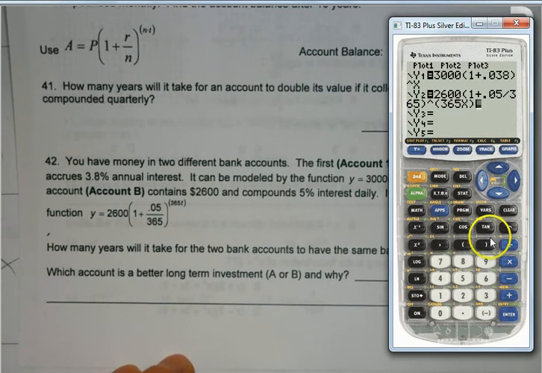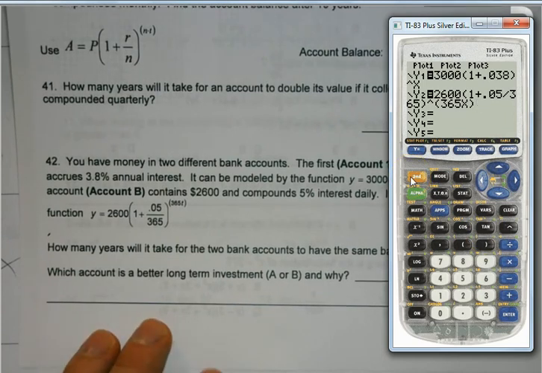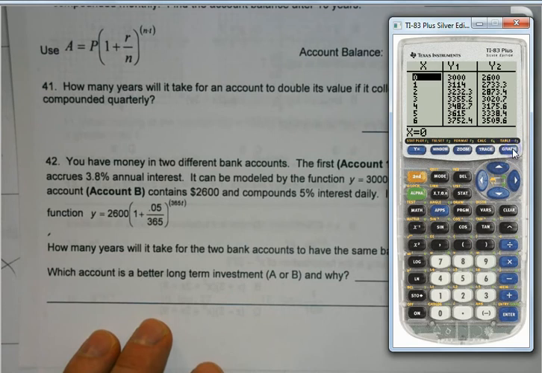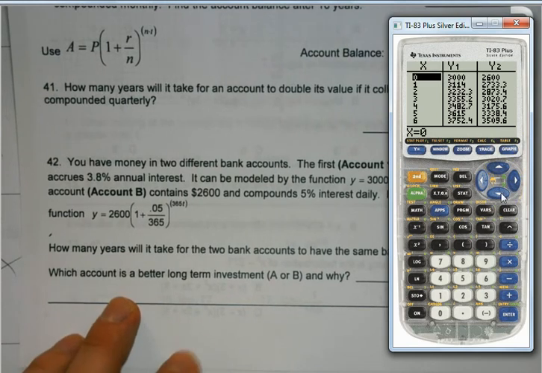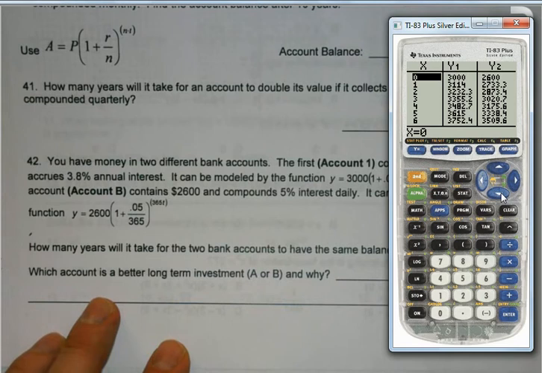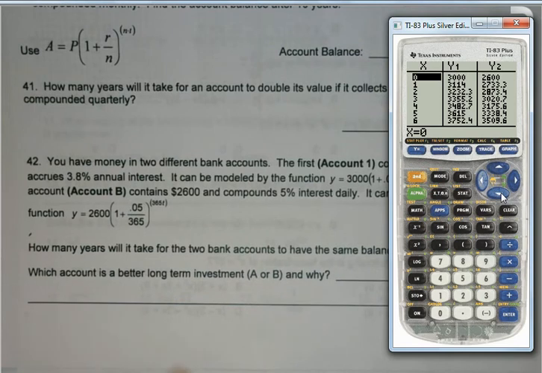So once I make sure I got everything going good there, I can do a couple of things at once. So let me bring up the chart. Let's do the second question first. Which account is a better long-term investment? B. Yeah, I don't know which one's which. The first one, y sub 1, is A, y sub 2 is B.